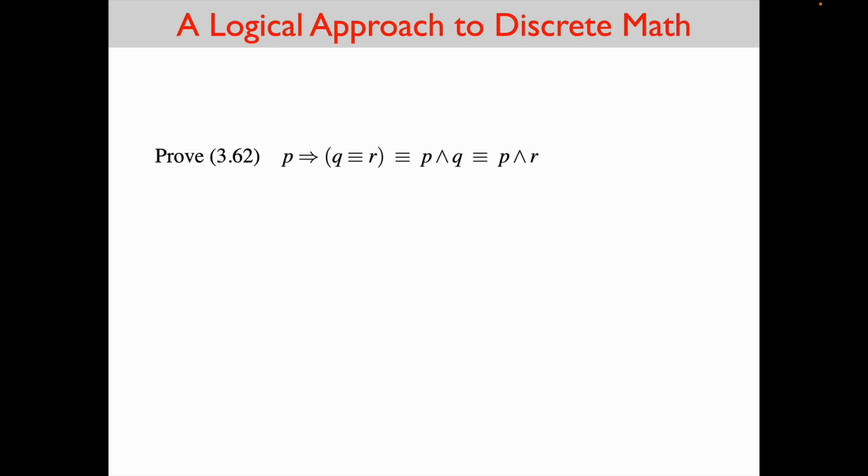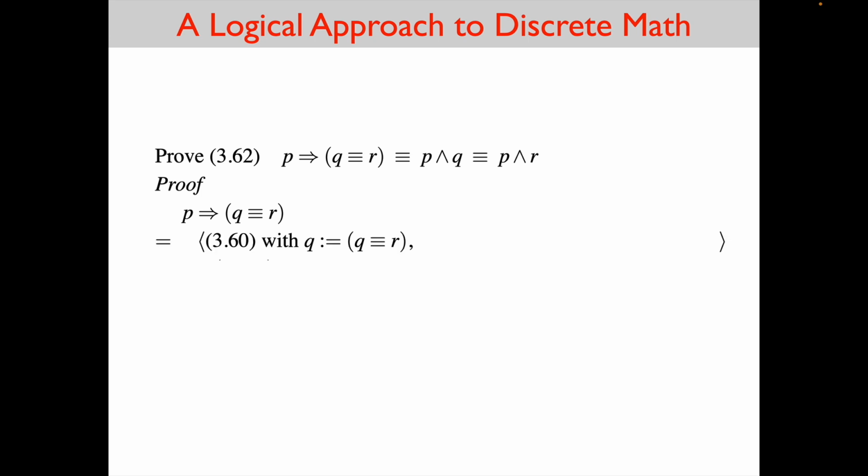Now let's prove 3.62. P implies, open paren, Q equivales R, close paren, equivales P and Q equivales P and R. So here we go. The proof. We are going to start with the left-hand side, P implies open paren Q equivales R close paren, and we are going to get it to the right-hand side. So we have to end up with P and Q equivales P and R.